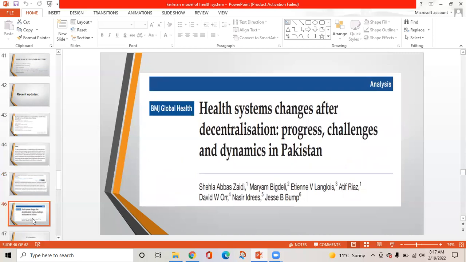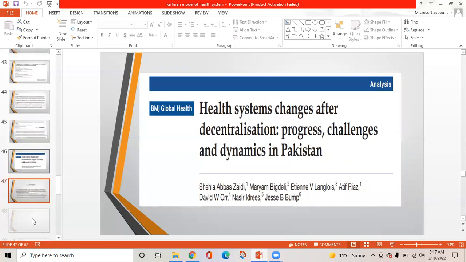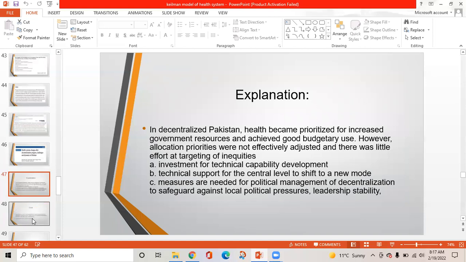Another article published is Health System Changes After Decentralization: Progress, Challenges and Dynamics. It shows that in decentralized Pakistan, health became prioritized for increased government resources and achieved good budgetary use. However, allocation priorities were not effectively adjusted, and there was little effort at targeting of inequities. First is investment for technology capability development, technical support for the central level to shift to a new mode. Measures are needed for political management of decentralization to safeguard against local political pressure, and for leadership stability.